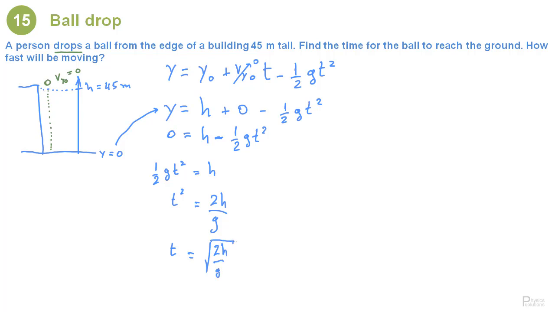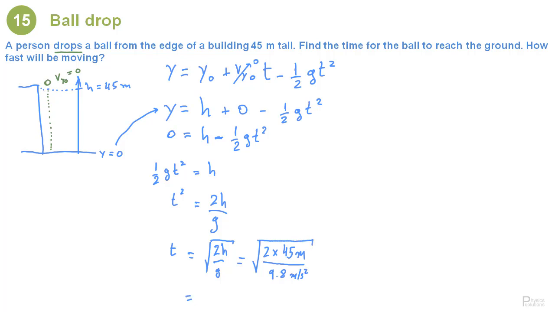And this is also a very general expression, so I usually keep it with me on my list of formulas because I have not plugged any number here. So this is the time that it takes for any object that is dropped from any height h under the action of gravity. We can now plug our numbers. We get the square root of 2 times 45 meters divided by g, which is 9.8 meters per second squared.